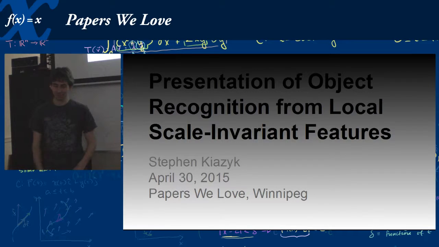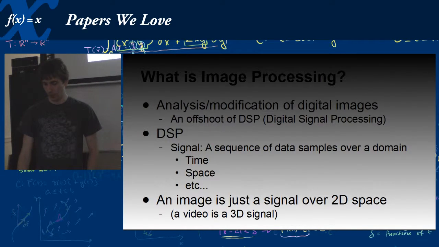Awesome. Right. Yes, I am who Max said I was, and today I'm going to be talking about a fairly important paper in the topic of computer vision called Object Recognition from Local Scale-invariant Features by David Lowe. If you've ever heard the term SIFT before, this is where it comes from. So, let's begin. What is image processing? Well, basically image processing is processing images. What more do you want?